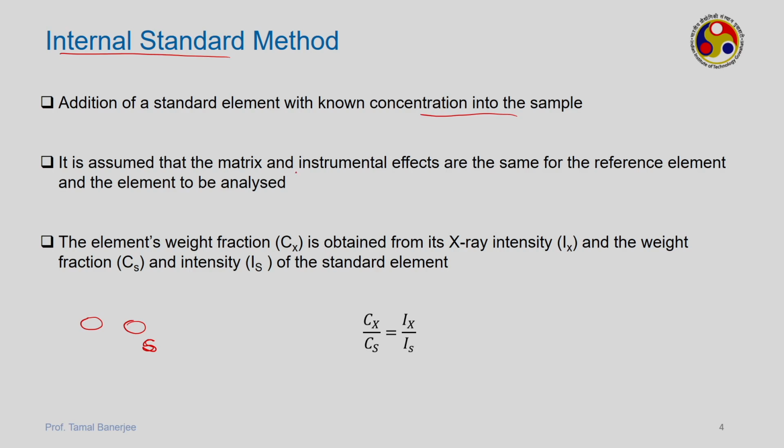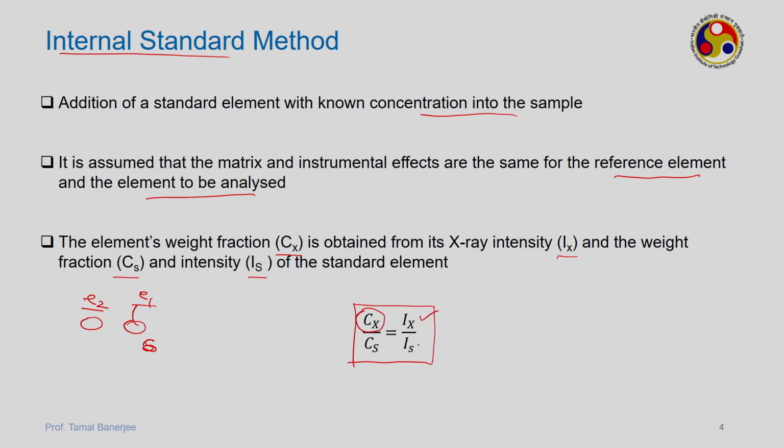It is assumed that the matrix and instrumental effects are the same for the reference element and the element to be analyzed. So if there is an element E1 to be analyzed and this is E2, then E1 and E2 should have similar effects. If that is true, then the element's weight fraction Cx is obtained. So if you know the X-ray intensity of Cx, which is the actual element you want to analyze, and you know the weight fraction of the element you add and you measure its intensity, divide these, and you will get this expression. So you can find out the unknown concentration Cx.